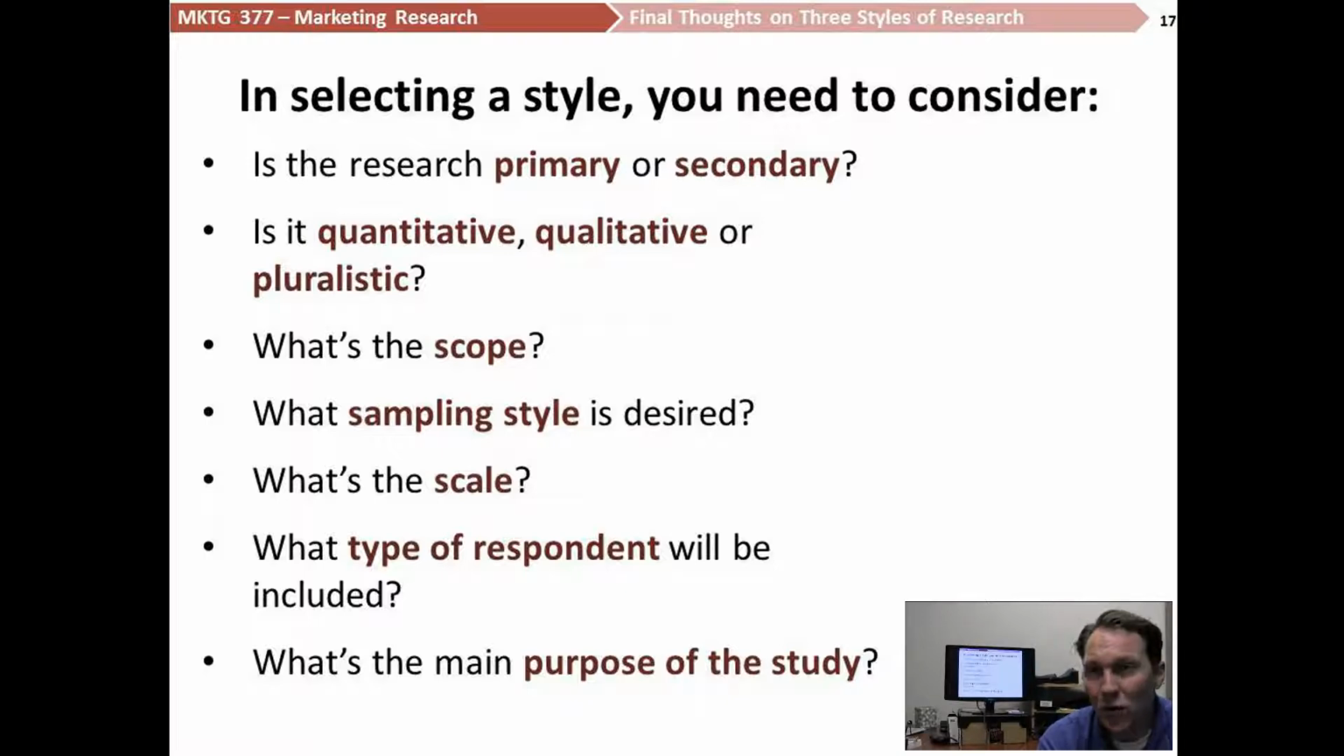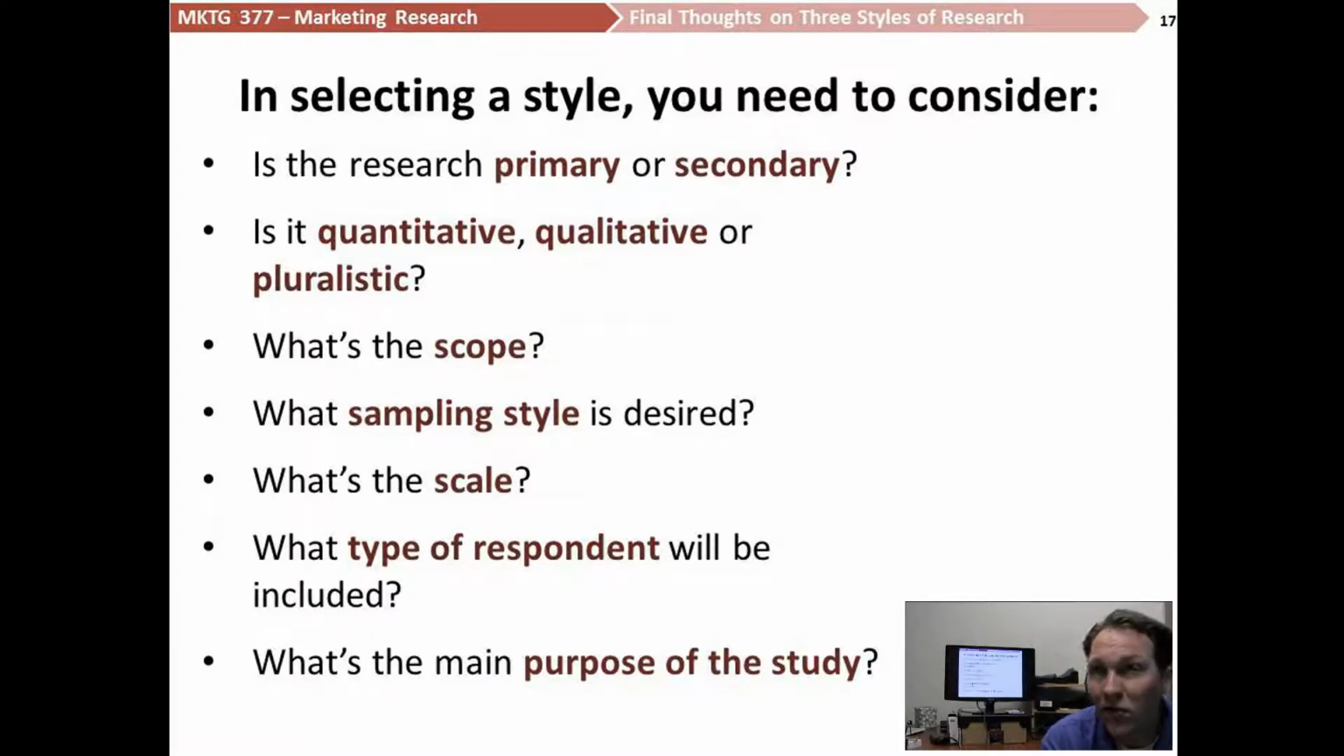You need to think about the scope too. How much data do you really need to understand something? Do you need to go out and interview 3,000 people to get a low margin of error? Or do you need to talk to 30 people to just get a basic understanding of something? The scope is really important, as is the scale.